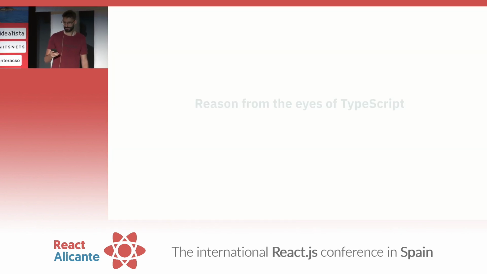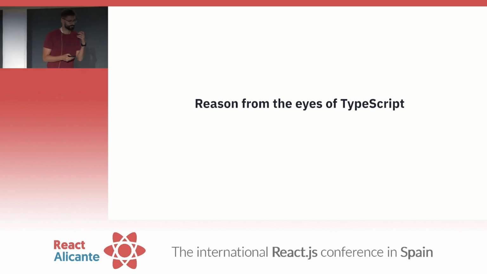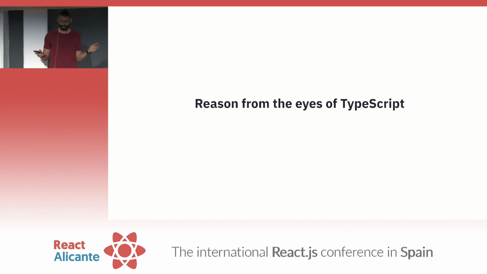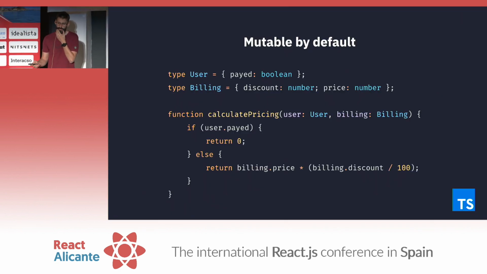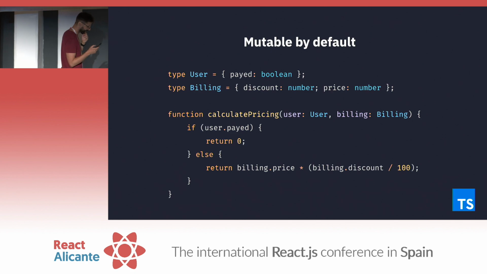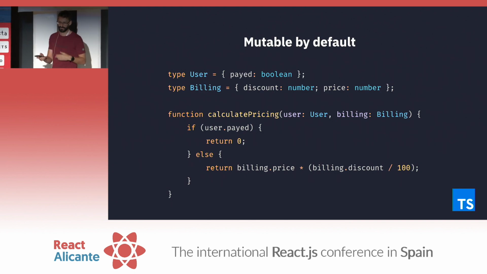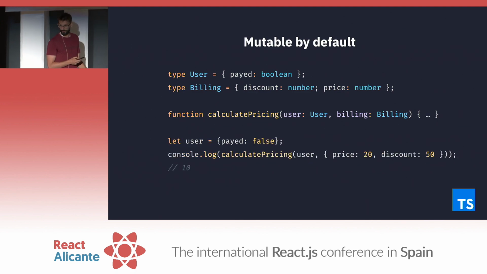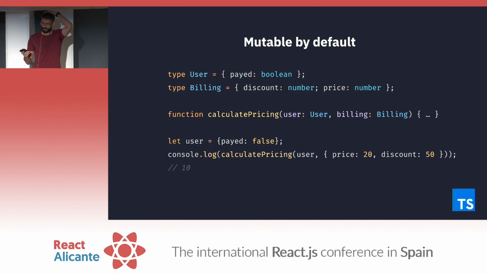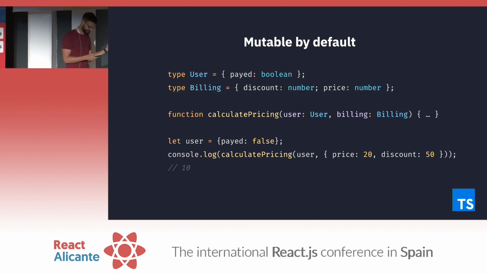Right. So let me look quickly at Reason through the eyes of TypeScript for a second, and then we can end this battle war. So TypeScript is mutable by default. For example, you have a type user and a type billing. Those are both objects, and then you have a function that calculates pricing, doesn't really matter. If it's paid, it's 0. If it's not paid, you calculate the discount, right? So if you run this code with price 20 and discount 50%, it should give 10.